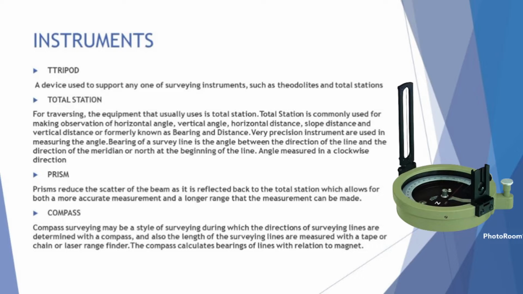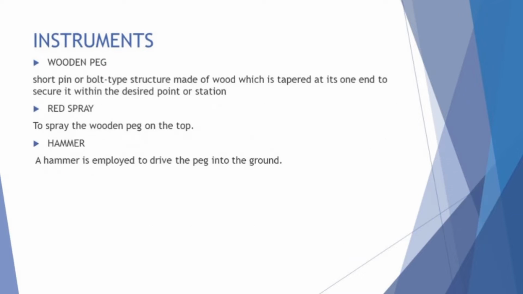Next, compass. Compass surveying is a style of surveying during which the directions of surveying lines are determined with a compass, and the lengths of the surveying lines are measured with a tape or chain or laser rangefinder. The compass calculates the bearing of a line with relation to the magnetic north.